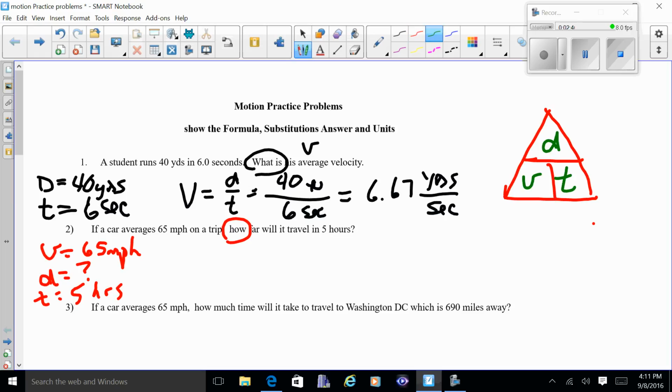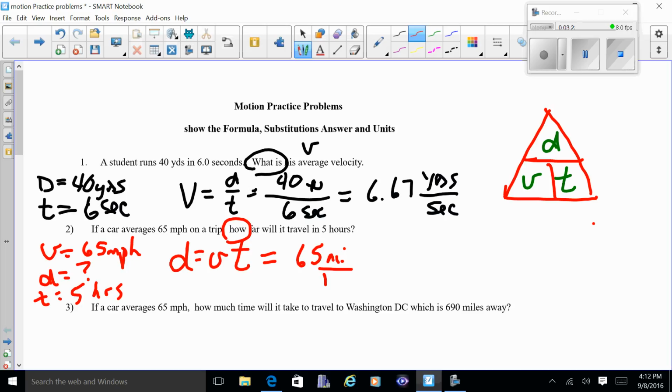Now take your finger, and since I'm looking for distance in this problem number 2, cover up the D. And what you're going to end up with is D equals velocity times time. See, if you cover up the D, how V and T are next to each other. So you simply now put in the numbers for that. Well, the number for velocity was 65 miles per hour. The time was 5 hours. And so the hours cancel out, and you're left with 325 miles.